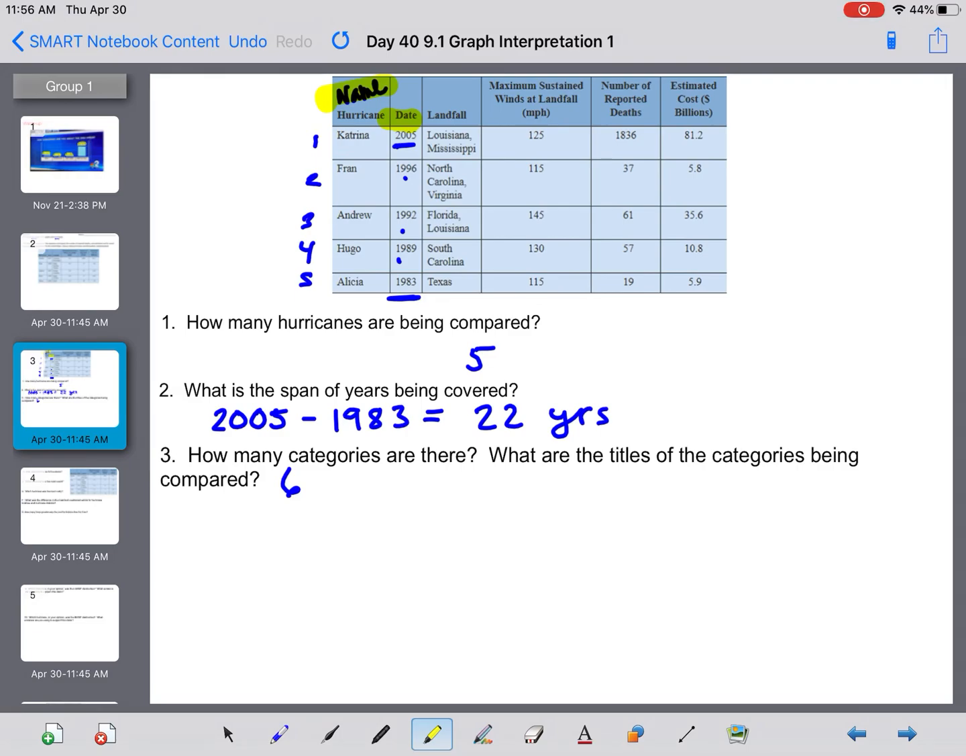So there's one category. We have the date in which they fell, the year in which it fell. We have where it hit. We have the maximum sustained winds. We have the number of deaths, and then we have the estimated cost. So those would be the 6 categories that are being compared within this table.